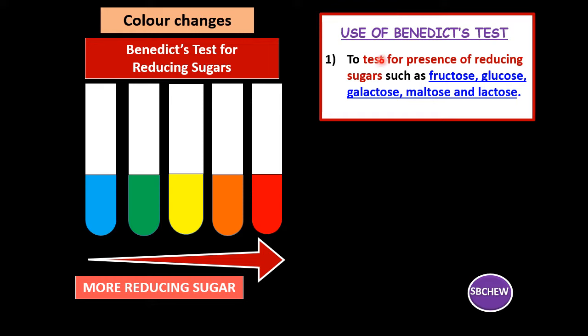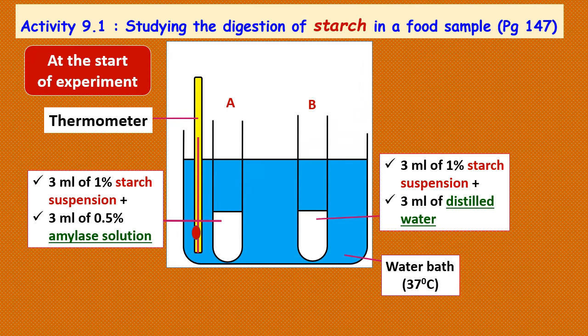Now, the use of Benedict's test is to test for the presence of reducing sugars such as fructose, glucose, galactose, maltose, and lactose. This is the apparatus set up for our experiment to study the digestion of starch in a food sample. The temperature is fixed at 37 degrees Celsius by using a water bath and a thermometer to ensure that the temperature remains constant. This is our constant variable, or fixed variable.